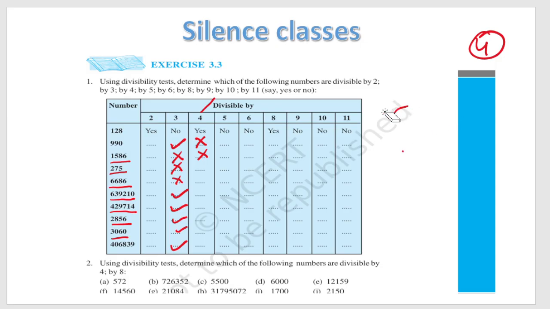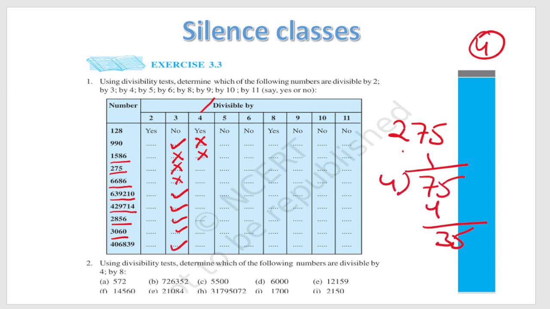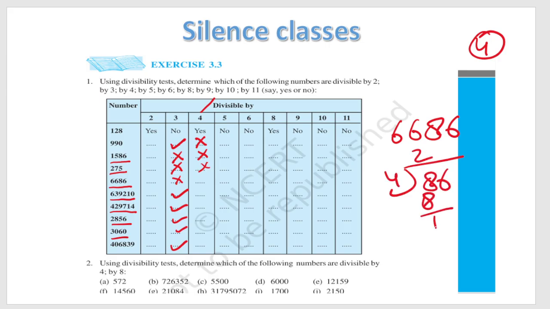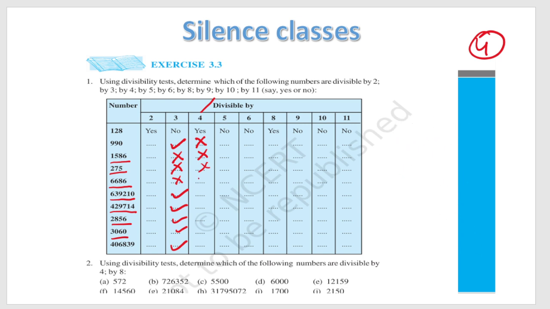Now the number is 275. 75: 4 ones are 4, 35, and 35 is not divisible by 4. This means this number is also not divisible by 4. Let's check the other number, 6686. Let's check it out. Is 86 divisible by 4? 4 twos are 8, and 6. 4 ones are 4, 2 is remaining. This means the remainder is coming. This means this number is also not divisible by 4.